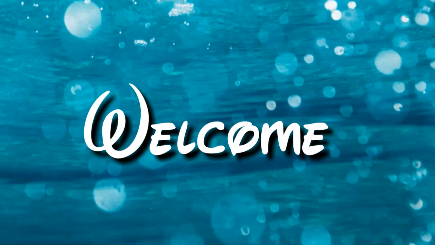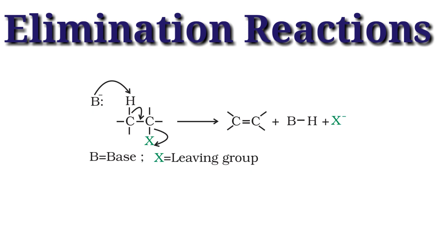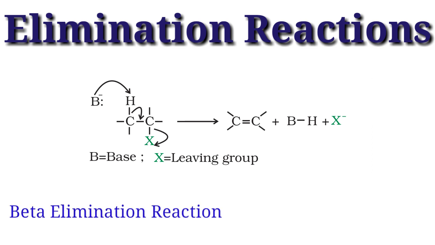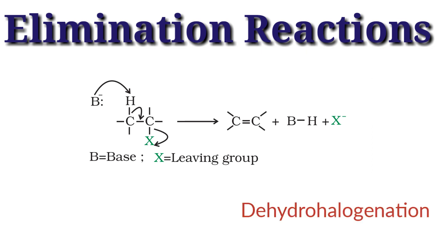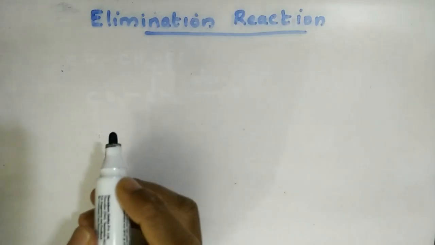Welcome back. Today we are going to learn elimination reactions of haloalkanes. The word elimination means removal of something. Here, removal of elements from haloalkanes. When a haloalkane with beta hydrogen atom is heated with alcoholic potassium hydroxide, elimination of beta hydrogen and a halogen from alpha carbon atom takes place. This reaction is called beta elimination or dehydrohalogenation.